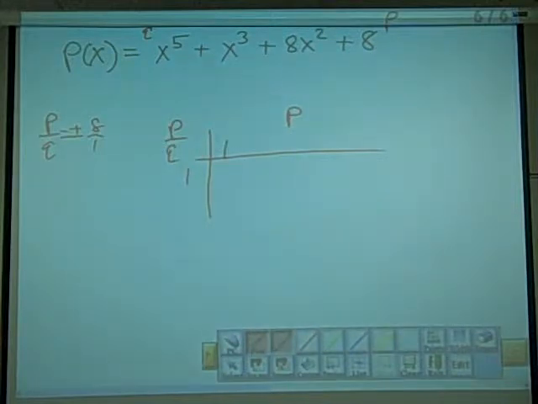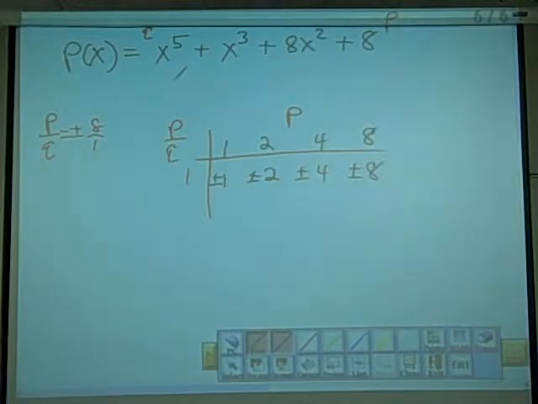So factors of 8 are 1 and 8 and 2 and 4. So we have plus or minus 1, 2 over 1 would be plus or minus 2, 4 over 1 would be plus or minus 4, and 8 over 1 would be plus or minus 8.